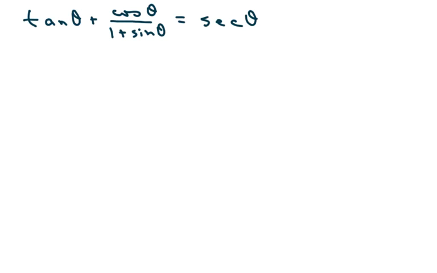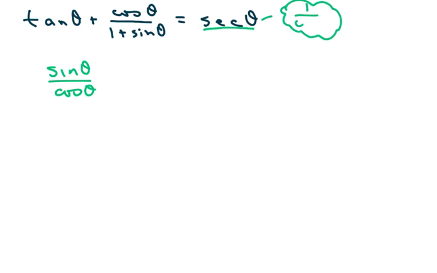Hi everyone, here's another trig identity that we want to verify. My end result is here, so I'm going to take my left side of the equation and write it in terms of sine and cosine. And just remember, this right here is, think about it, 1 over cosine is what we're looking for. So we're going to do this.